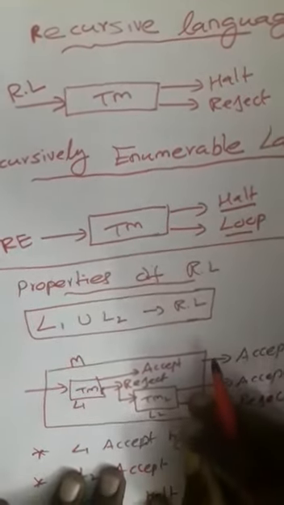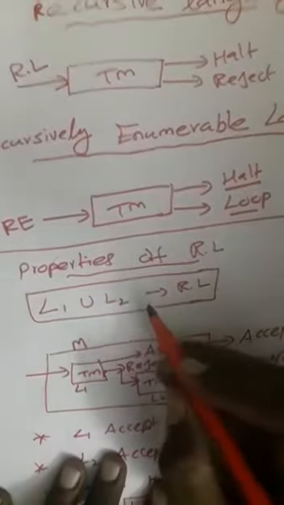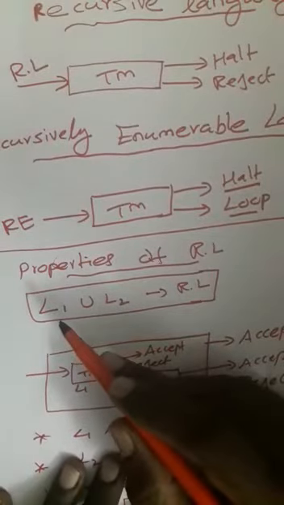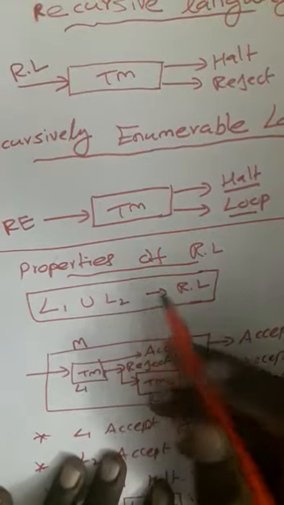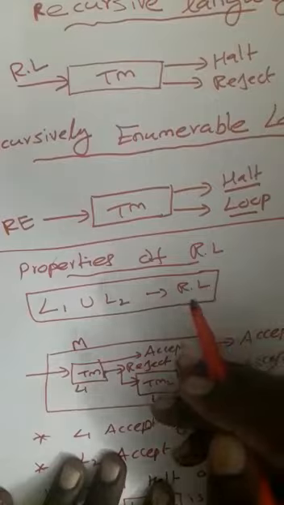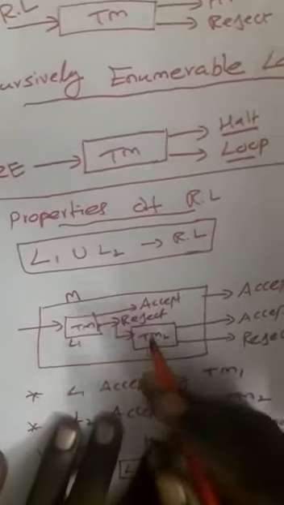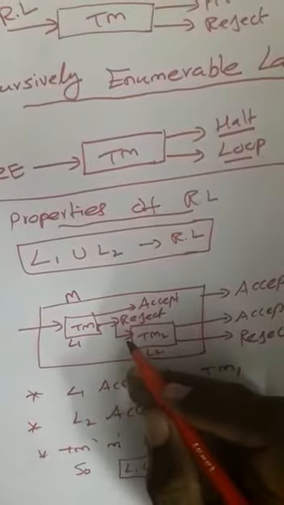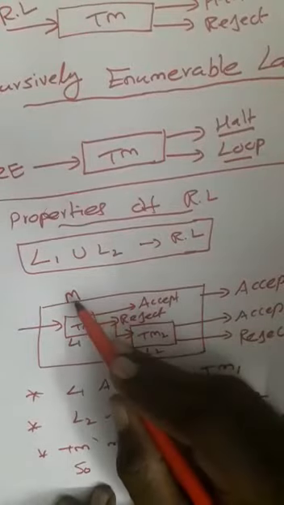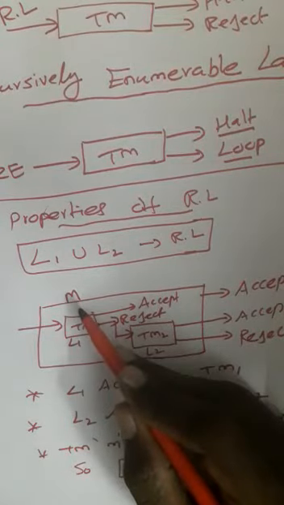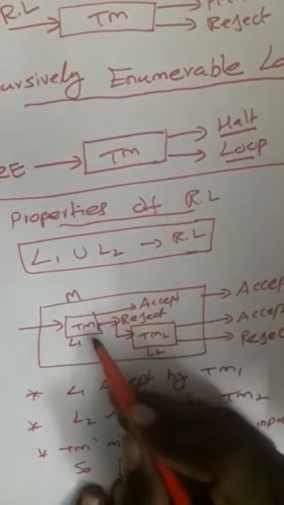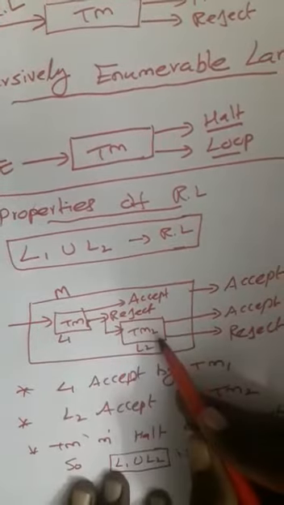Okay, now what are the properties of recursive language? Union of recursive languages L1 and L2, the resultant is also a recursive language. Now, how to design a Turing machine to accept the union operation? Let's consider, I am going to design a Turing machine M. Turing machine M1 accepts L1. Turing machine M2 accepts L2.